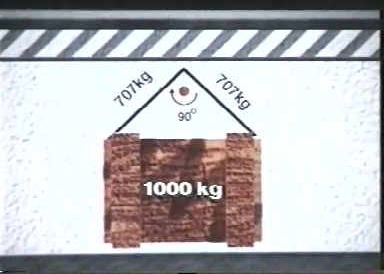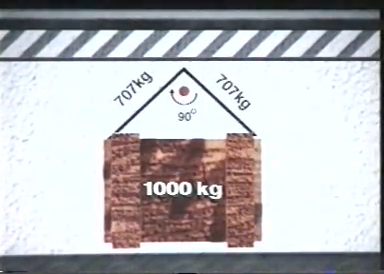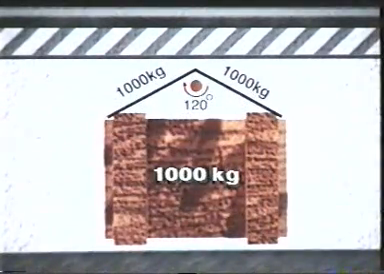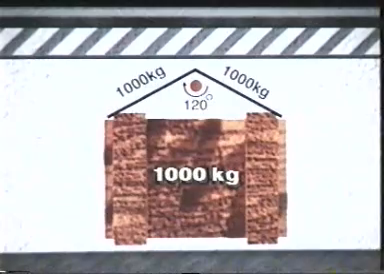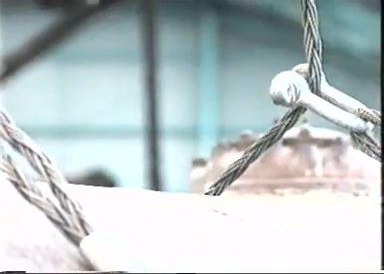In this example, we see that a 1,000 kilogram weight slung at an angle of 90 degrees results in 707 kilograms of load being borne on each leg of the sling. When the angle increases to 120 degrees, we see that each leg of the sling is carrying 1,000 kilograms. In other words, the horizontal and vertical tension has increased to a point where each leg of the sling is suffering the total weight of the load. This shows that it's easy to overload the sling, even though you don't have a maximum capacity load.